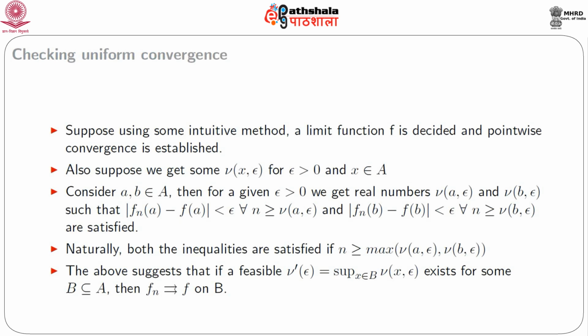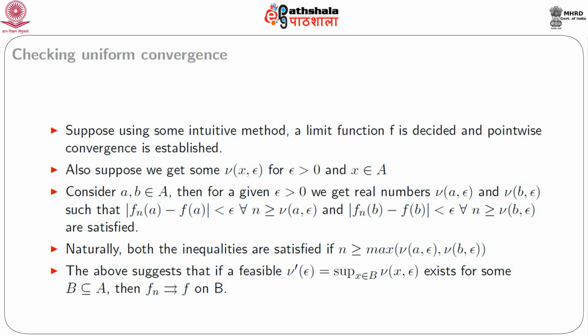So, as earlier, we need some intuitive methods for checking uniform convergence. Suppose using some intuitive method, a limit function f is decided and pointwise convergence is established. Also suppose we get some ν(x, ε) for ε greater than 0 and x belonging to A. So, consider 2 points a and b both belonging to the set A.